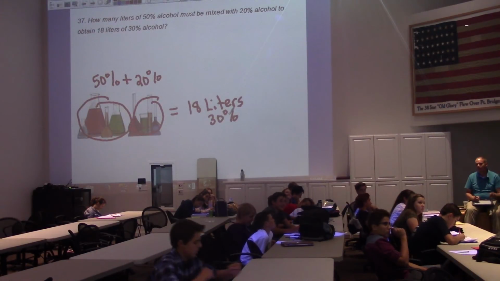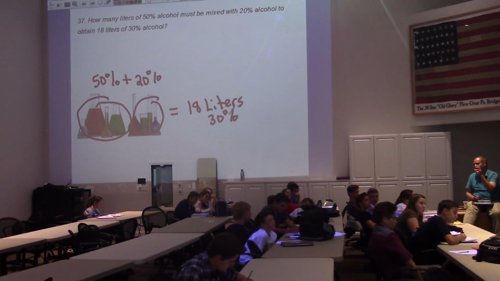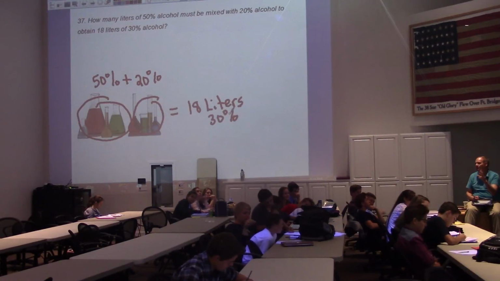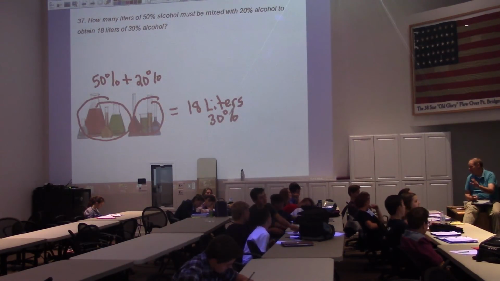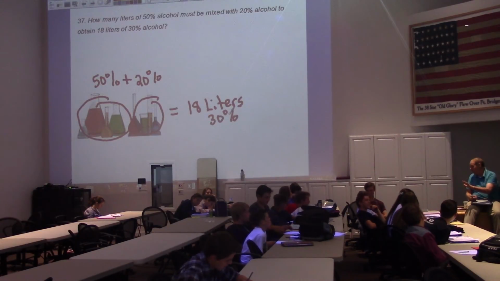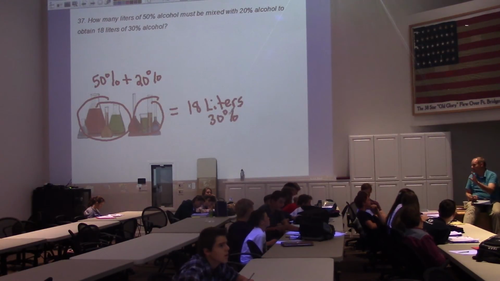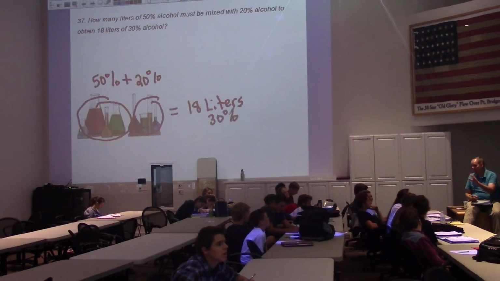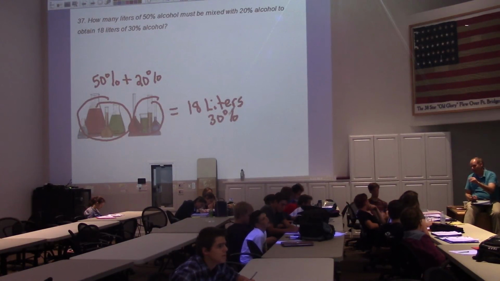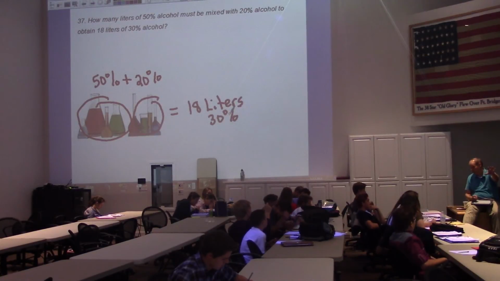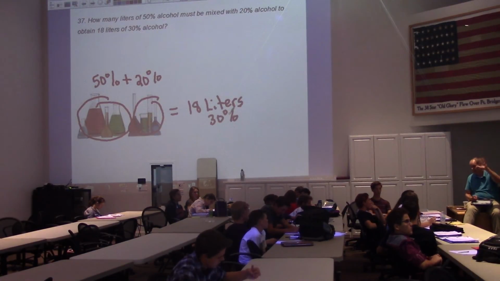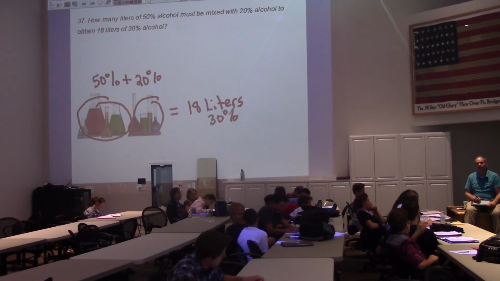They call this alcohol's purity, like how pure it is. None of you guys drink beer, I hope, right? Beer contains alcohol, and it's about 3% pure. So beer's alcohol is not that pure at all. But this is like 50% pure and 20% pure. It'd be like rubbing alcohol. It'd be very strong.